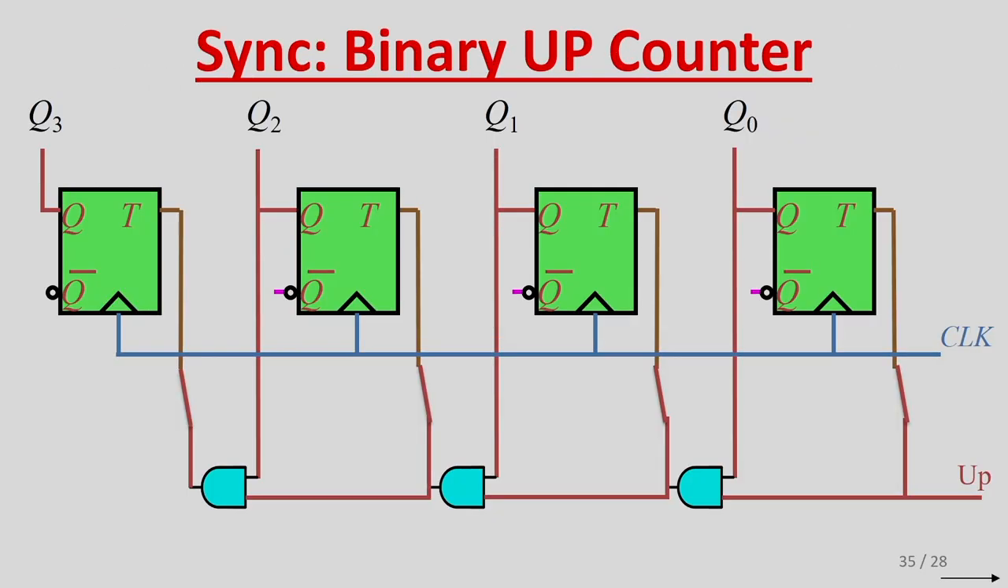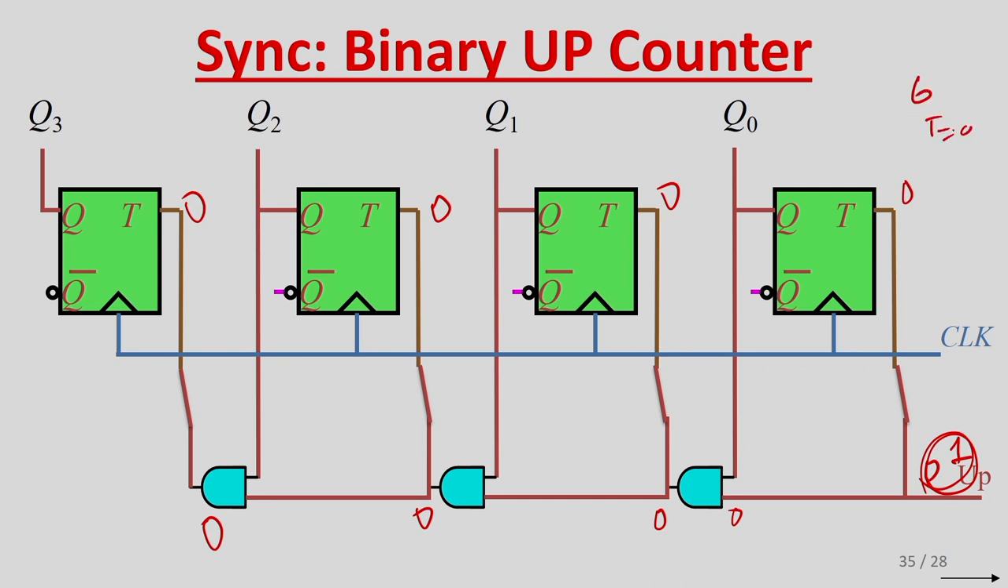We can design a binary up counter. Suppose this up input is 1, then only it will count up, otherwise it will not count. Suppose we make this value 0, then this will be 0, this will be 0, this will be 0, which means input T will be 0 everywhere. We know that whenever the input T of a flip flop is 0, it retains the older state. Suppose the counter value is 6 and T is 0 for all places, then it retains the older state and does not change.